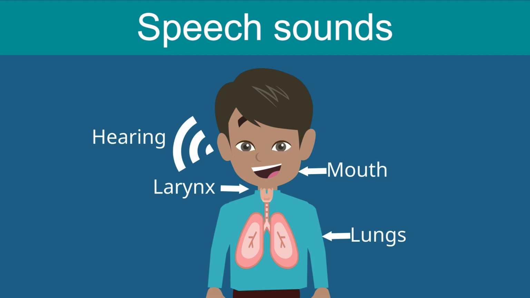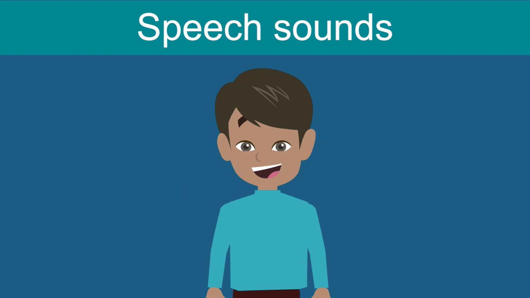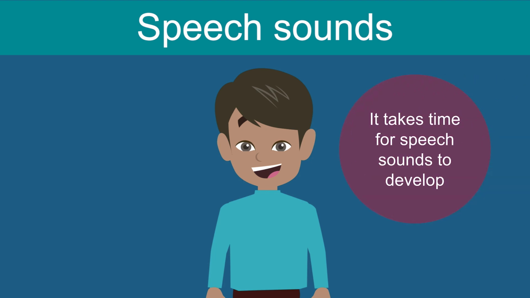Another very important part of learning to make sounds is hearing and listening to sounds. We need to hear people talking around us and be able to hear ourselves talking to learn to make speech sounds. Our brain then coordinates these systems to make speech sounds. As you can see, speech is a complex task. That's why it takes time for children to develop all their speech sounds.